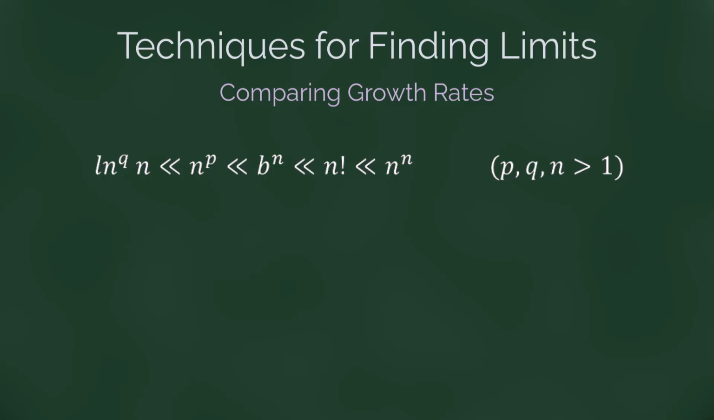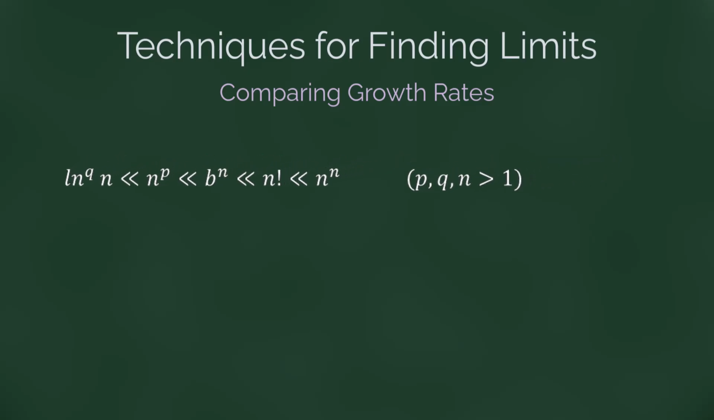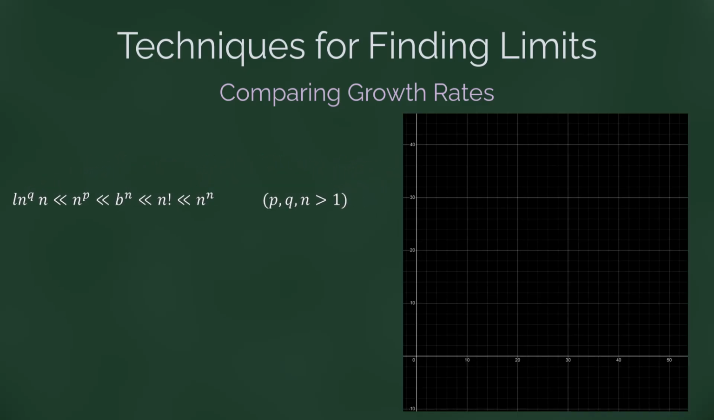A word about notation. The double less than signs you're seeing, comparing those sequences to each other, that's the mathematical notation for much less than instead of just less than. And so we'll see in this video that we can compare, using the graphs of the corresponding real valued functions, the growth rates of these functions and see that they do in fact satisfy that string of inequalities.